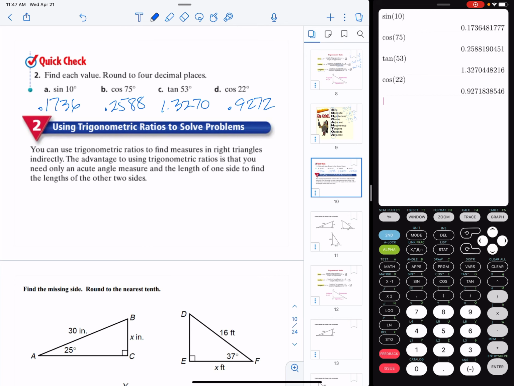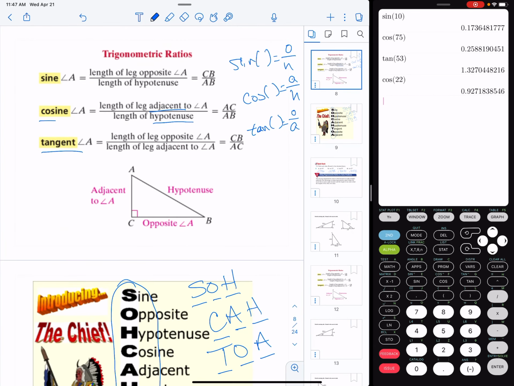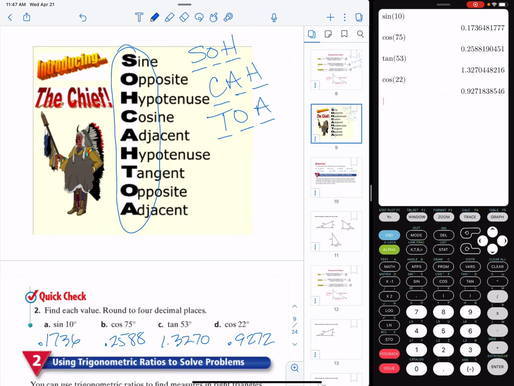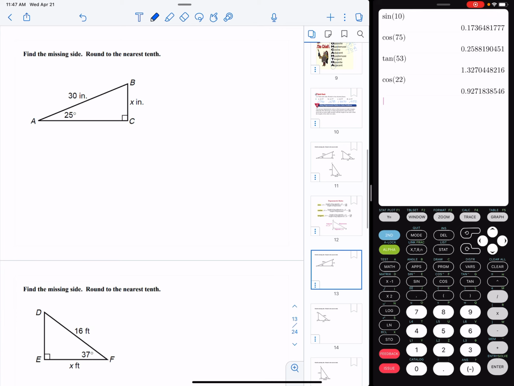So that's an introduction to trig ratios, which look like those: sine, cosine, and tangent. And we're going to use Sakatoa to help us remember the ratios to put together. In the next video, we're going to look at how we actually find missing pieces. So until next time, I'll talk to you later.